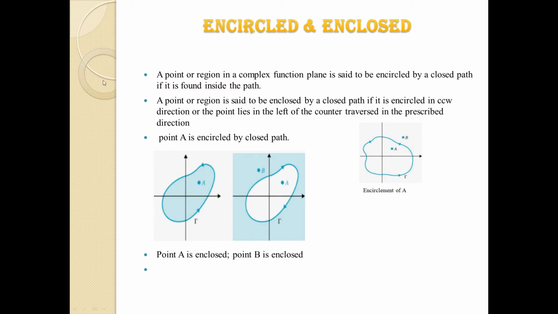Next is enclosed. A point or a region is said to be enclosed by a closed path if it is encircled in the counterclockwise direction, or the point lies to the left of the contour traversed in the prescribed direction.